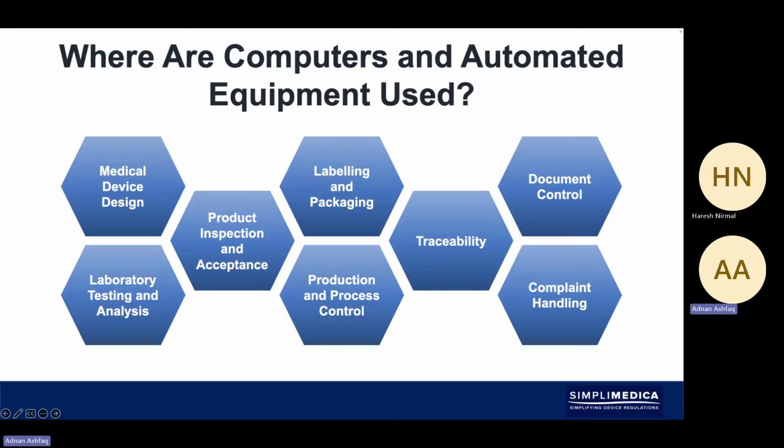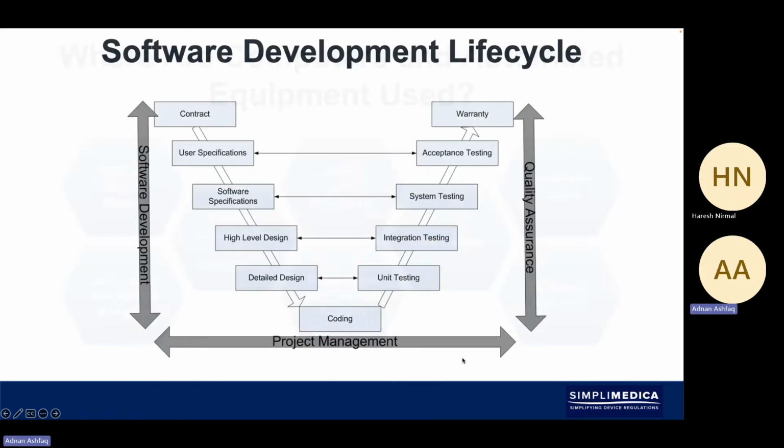So generally, where are computers and automated equipment used? So within medical device design, laboratory testing analysis, production, inspection and acceptance, labeling and packaging, production and process control, traceability, document control and complaint handling. These can be lots of systems within medical device development, which has taken place, and then also more specifically in production, which is where some of the bigger challenges lie ahead. So these are some of the areas that we have to have a look at.